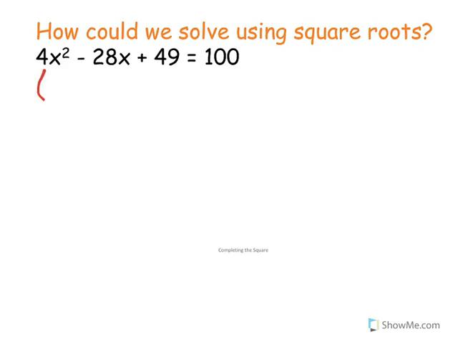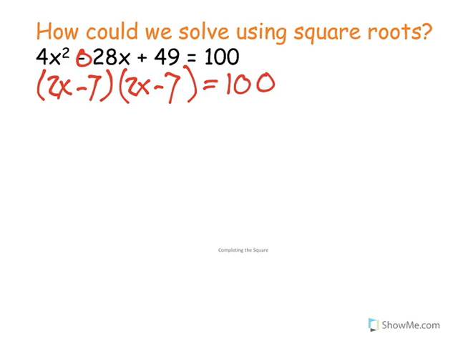So we need to figure out how I can factor this. It really shouldn't be a surprise, right? We did a day of factoring perfect square trinomials and difference of squares, and this is a perfect square. So I know 2x times 2x is 4x squared. I know 7 times 7 is 49. I know the middle sign is negative. That really shouldn't have been terribly difficult. So now I've got 2x minus 7, that quantity squared, is equal to 100.